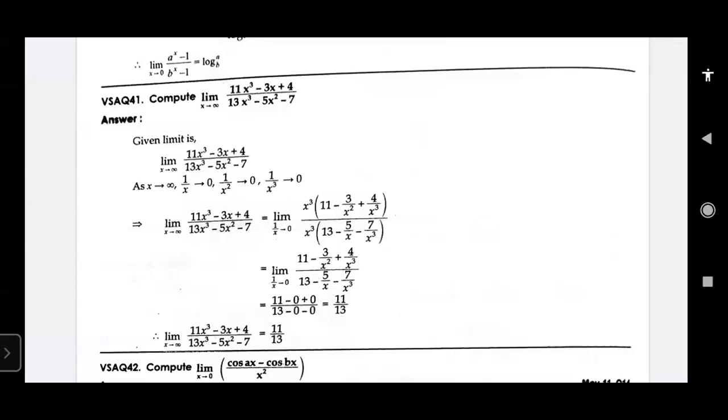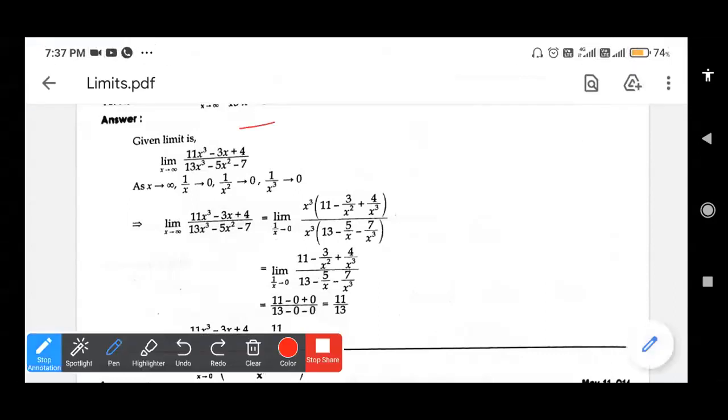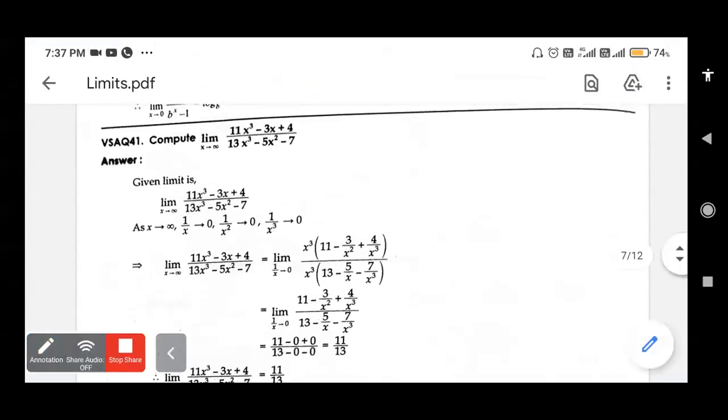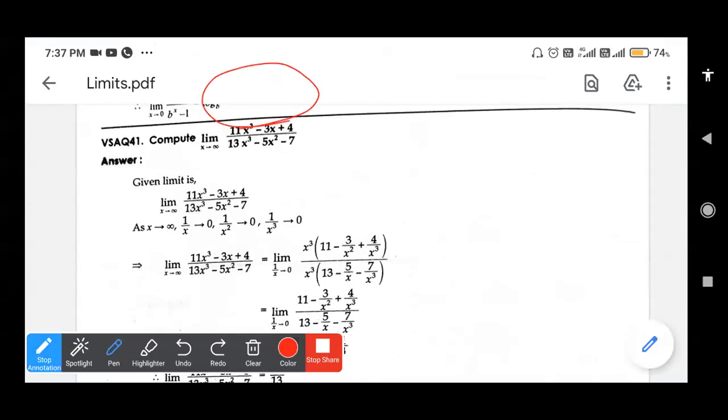So in this question, we have to compute this part. Okay, what is given to us? The limit of (11x cube minus 3x plus 4) by (13x power 3 minus 5x square minus 7). The trick over here is x is towards infinity.